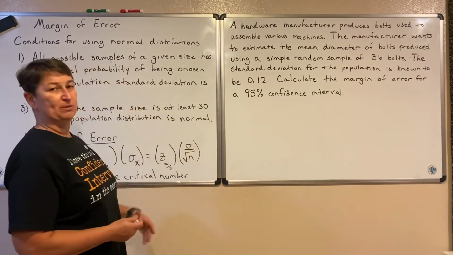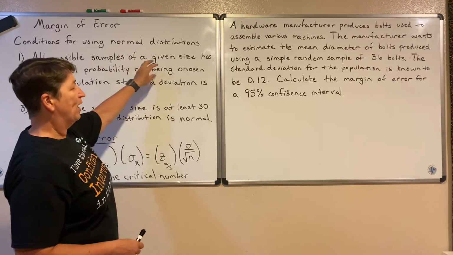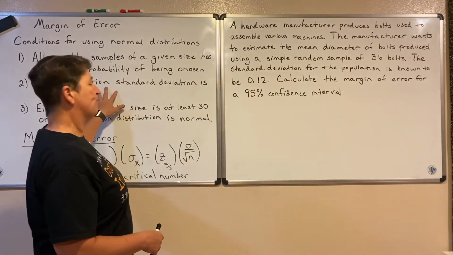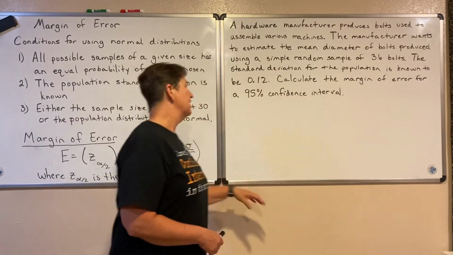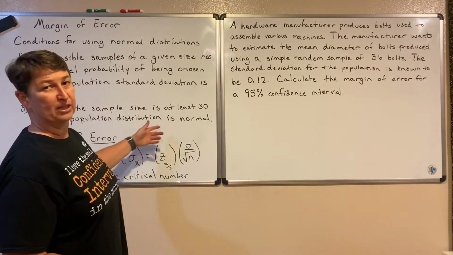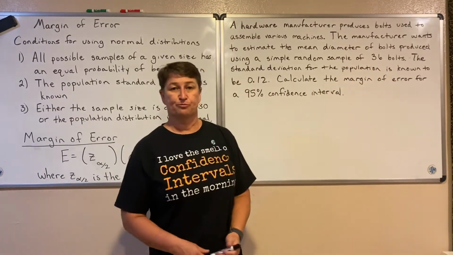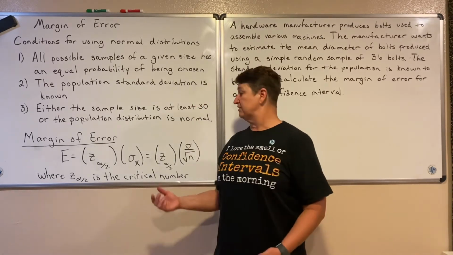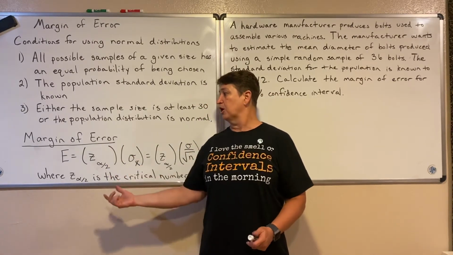Okay, just making sure that it meets those three conditions. First, we've got a simple random sample that we are choosing. Second, we know the population standard deviation. We know the population standard deviation is 12 hundredths. And third, we have at least 30 in our sample size, or the population is normal. Well, we have at least 30 because we have 36 bolts. So it meets the condition for us to be able to use normal. Great. Since that, we're going to be able to use our central limit theorem. Let's find our margin of error here.